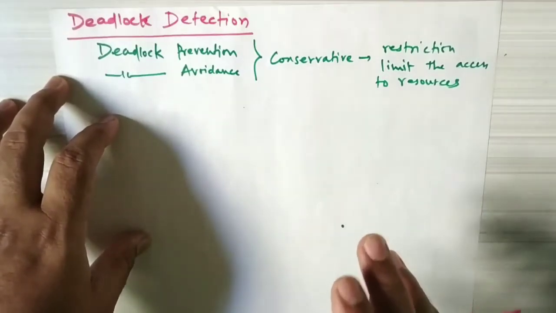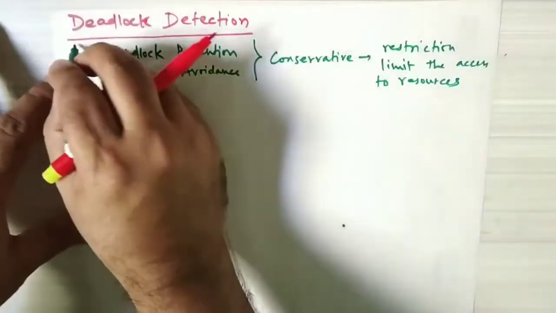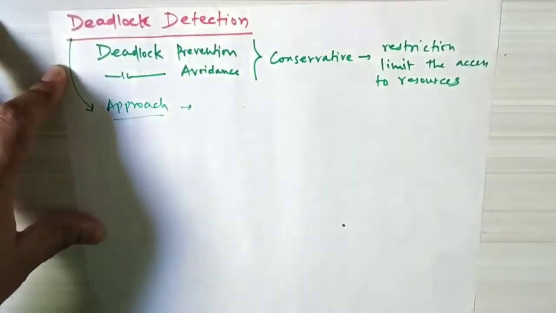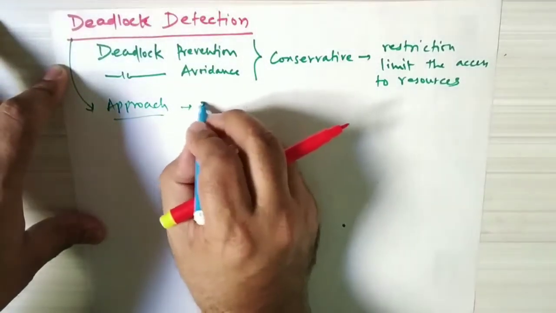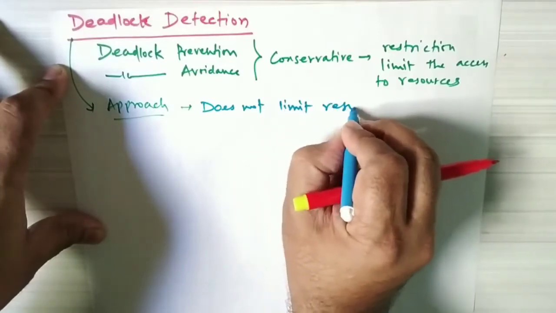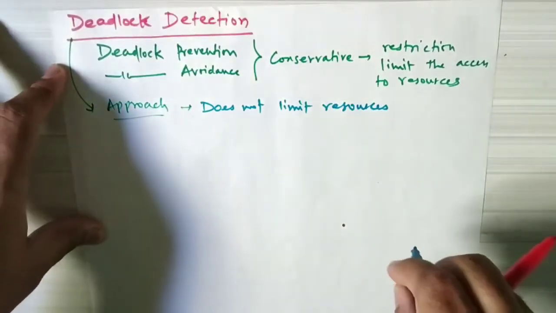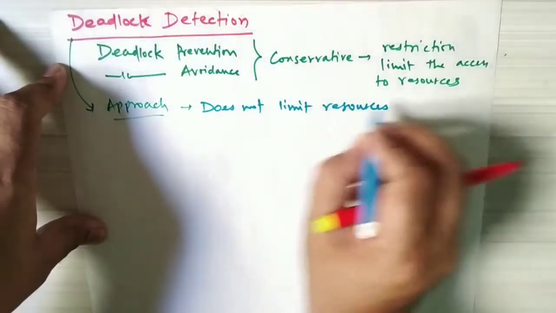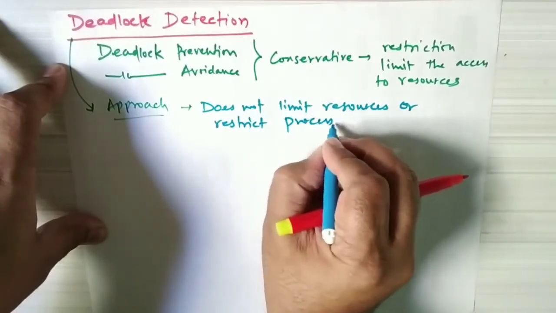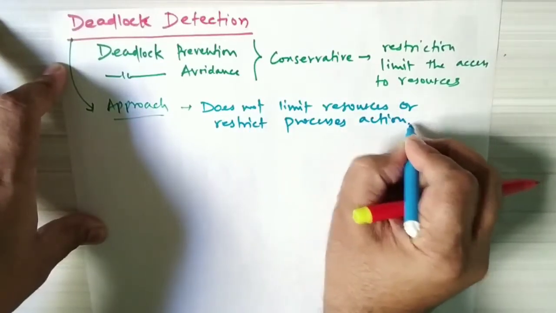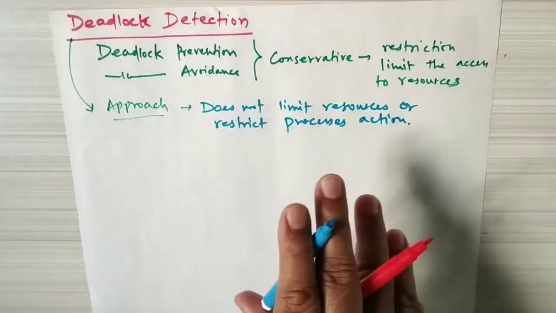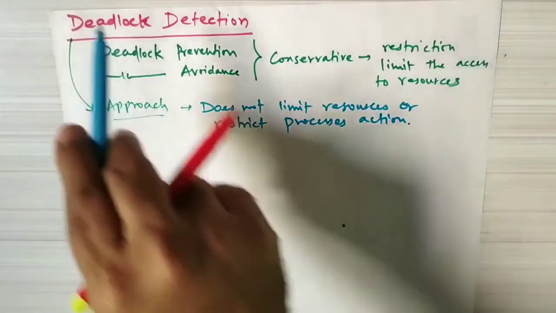So the deadlock detection approach does not limit resources, or restrict processes' actions. It does not limit the resources, it does not restrict the processes' actions. Which one? The deadlock detection.